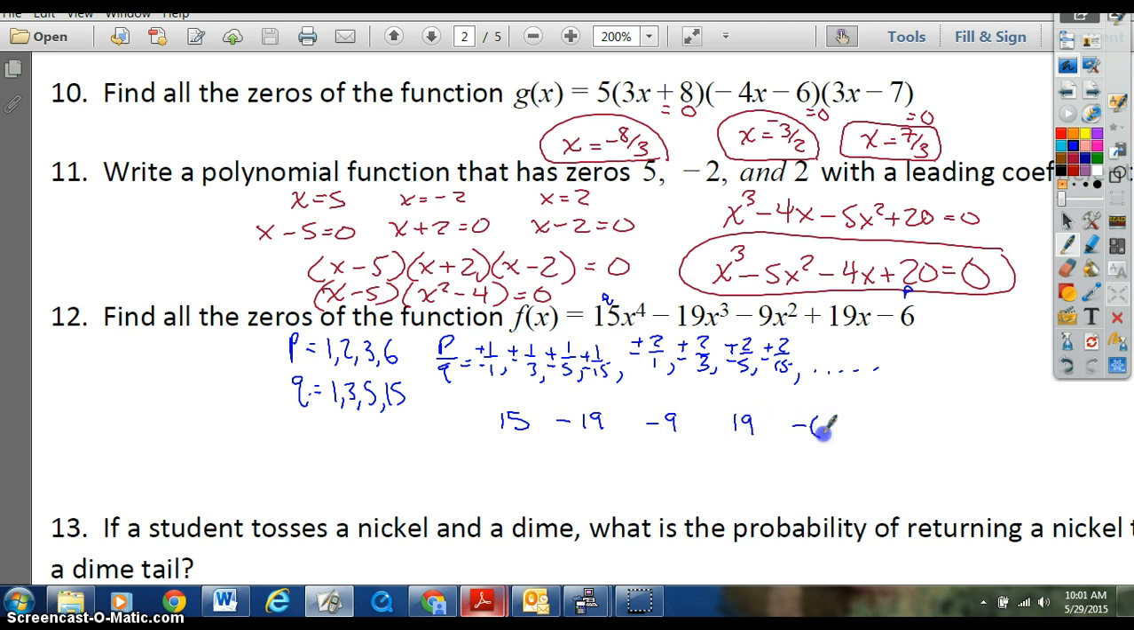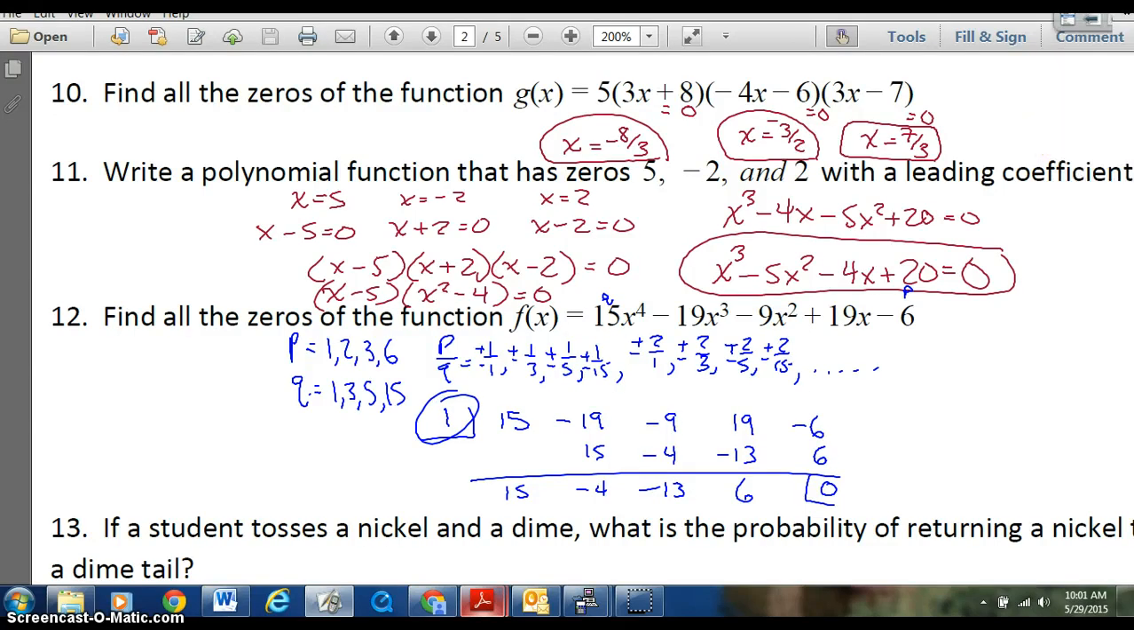Okay, it doesn't skip any places, so that's nice. What should we test first? Well, I'm probably thinking maybe 1, but I don't think 1 will work, but let's try it. 15, negative 4, negative 4, negative 13, negative 13, this is positive 6, and 0. So actually that worked out quite well. So 1 is a solution. That's one less to worry about. It does not appear that I can factor this down at all, so I'm going to have to keep going with this rational root theorem.